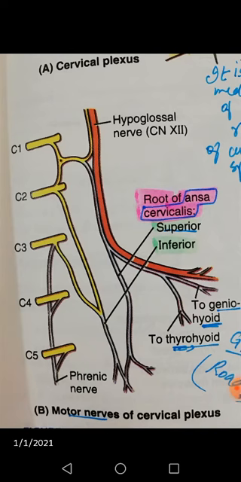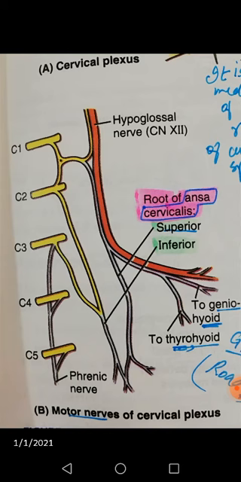Today we are going to discuss the cervical plexus, which is in line with the brachial plexus and similar to it and to the lumbar and sacral plexus. So let's see how it is formed. It is formed by the anterior primary rami of the cervical spinal nerves, that is from C1 to C4. These are making the roots of the cervical plexus.